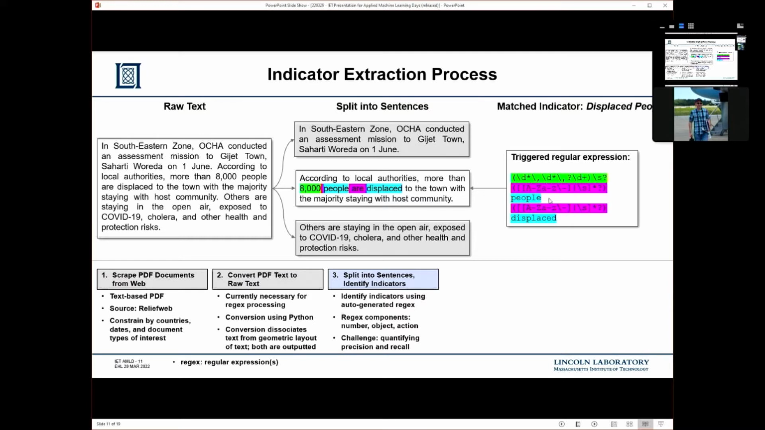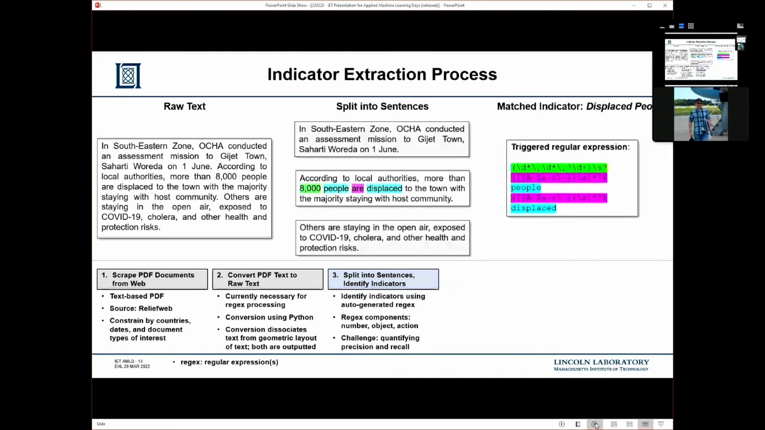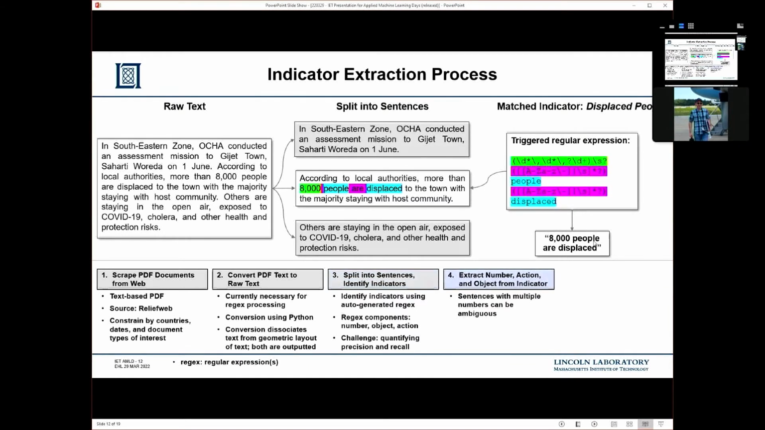Now, for those of you who may not be familiar with regular expressions, they are strings of characters, like the ones you see here, that represent patterns of text you can identify within some larger body of text. So this string of characters, for example, represents a variety of things. We're looking for sequences of numbers and spaces and so on, and also the particular words people and displaced. And this was one of very many regular expressions that got programmed into our tool. So we extract 8,000 people are displaced here. Here it's fairly easy to recognize the number because there's only one of them. It gets a little bit more ambiguous if an individual sentence has more than one number in it.